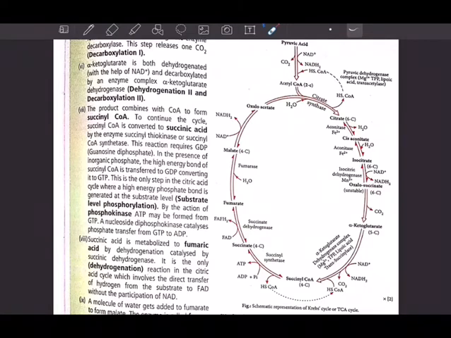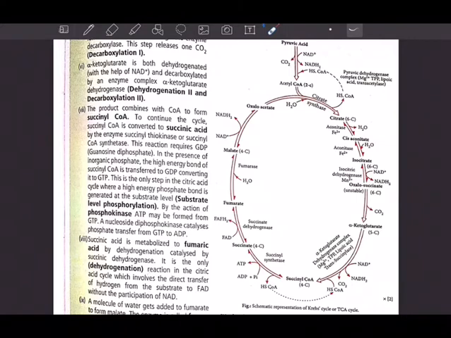So remember, alpha ketoglutarate is 5 carbon and succinyl-CoA is 4 carbon. So decarboxylation, 1 CO2 is out. And the product combines with CoA to form succinyl-CoA. To continue the cycle, succinyl-CoA is converted to succinic acid by the enzyme succinyl thiokinase or succinyl-CoA synthetase. This reaction requires GDP, in the presence of inorganic phosphate.